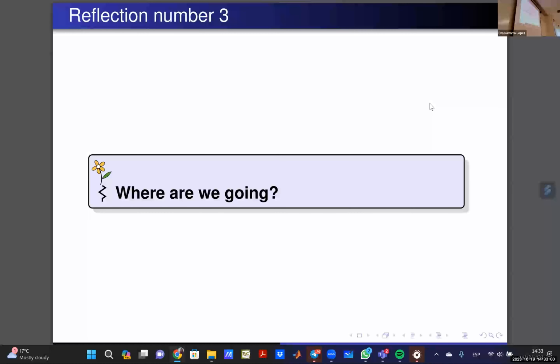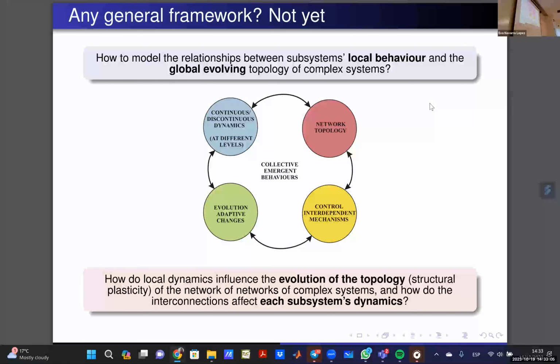So, reflection number 3: where are we going? What we should be going towards, from my viewpoint, is a general framework to solve this problem. How to model the relationships between subsystems, the local behaviors, and the global, evolving topology. How the local dynamics of the systems influence the evolution of the topology, and how the evolving topology influences the local dynamics. And don't forget that we have networks of systems. How all the interconnections affect the subsystems, and how the subsystems modify the interconnections. There is not a general framework that can explain this yet.